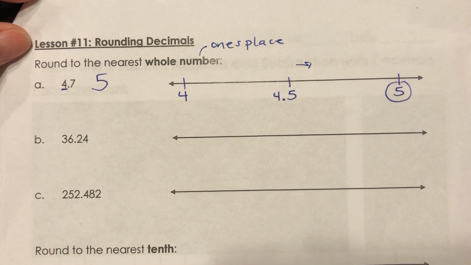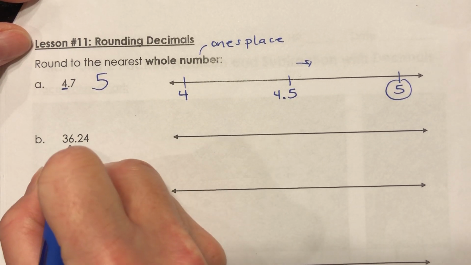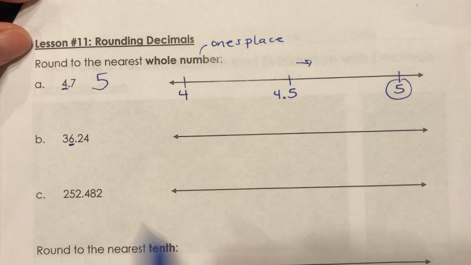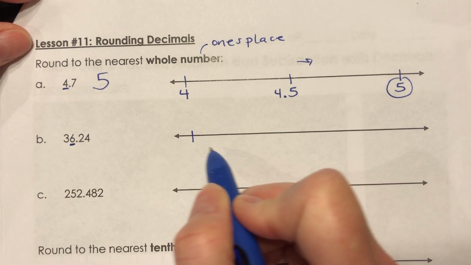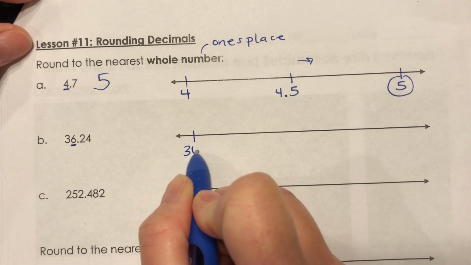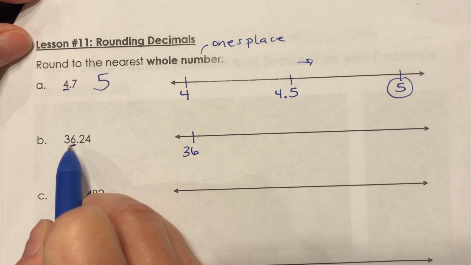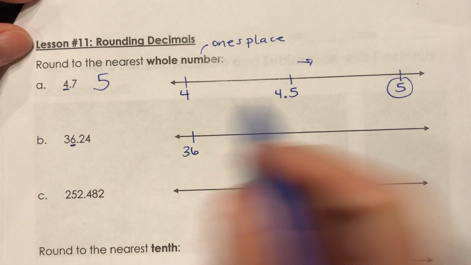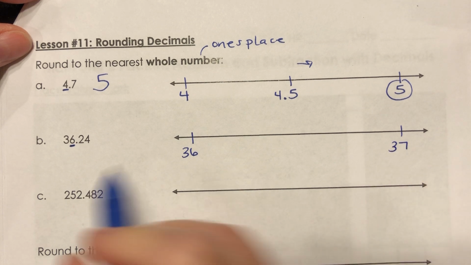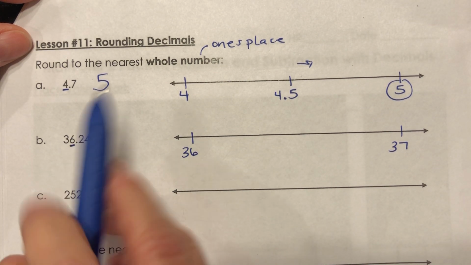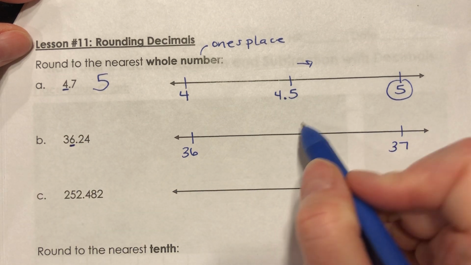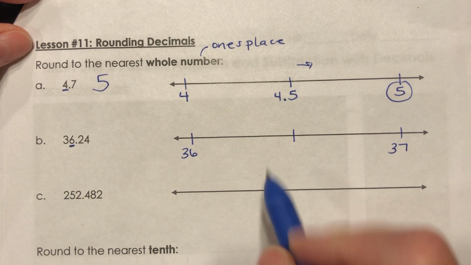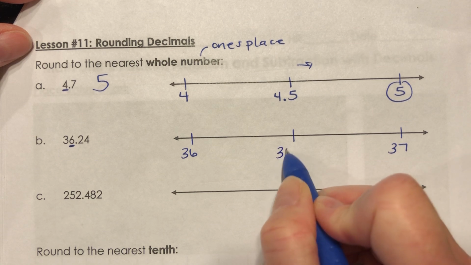I have 36 and 24 hundredths. I only need to focus on the whole number. So the ones place, there's a 6. So that means my whole number is either going to be, I keep this 6 with it, keep the 3 with it, 36, or the next one up from 36 is 37. So if I'm rounding to the nearest ones place, it's either going to stay what it is or I add 1 to it. Halfway between 36 and 37, again, it's that 0.5, 36.5.